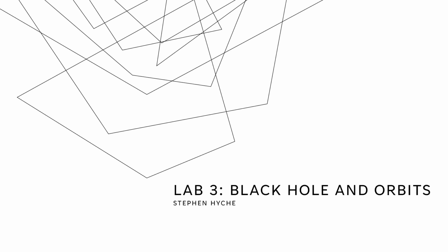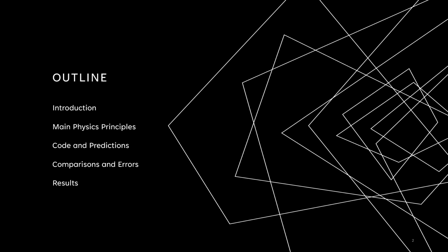My name is Stephen Heitch, and this is my Lab 3 on black holes and orbits. So for our general outline, we will look at an introduction, the main physics principles, the code and predictions, our comparisons, errors, and some general results.